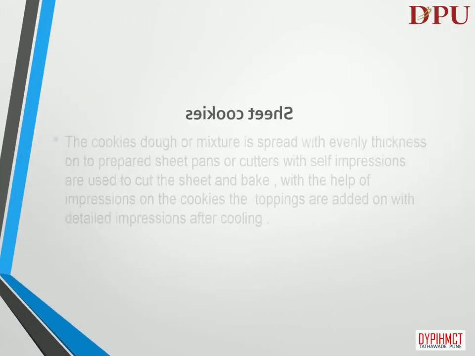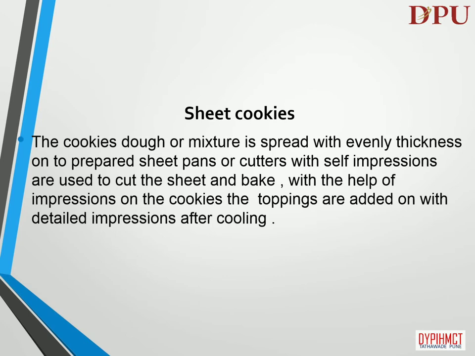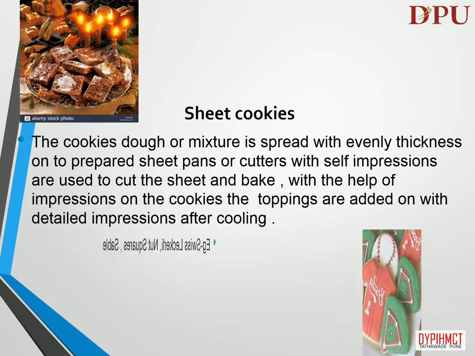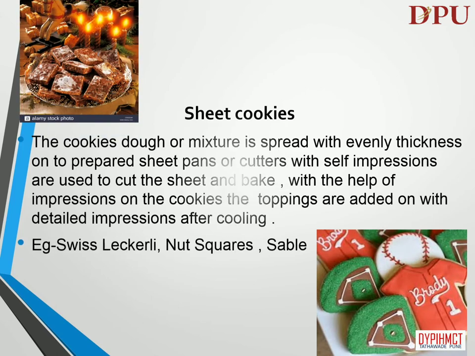Sheet cookies. The cookie dough or mixture is spread with even thickness onto a prepared sheet pan, or cutters with impressions are used to cut the sheet and bake with the help of impressions on the cookies. The toppings are added with detailed impressions after cooling. Example: Swiss chili nut squares, sables.